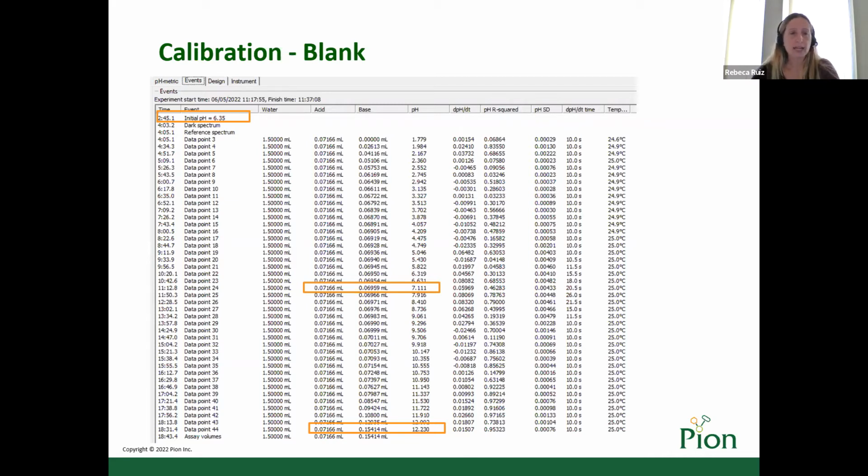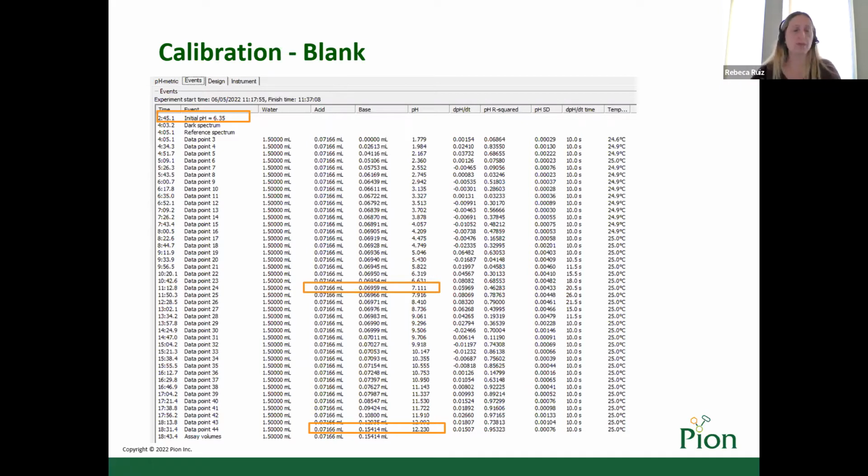This slide shows a good blank. If we look at what I said, here around pH 7, the volume of the acid is more or less the volume of the base. And at the end of the titration, the volume of the base is more or less double the volume of the acid. Not only that, at the beginning of the assay we have the initial pH. This is the pH of the ISA water, that usually is around 6.4, 6.5.